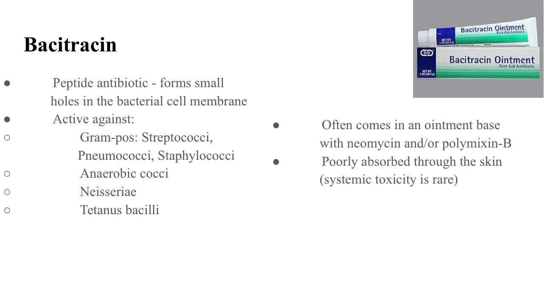It often comes in an ointment-based product and is combined with other antibacterial agents like Neomycin and polymyxin B. It's poorly absorbed through the skin, so systemic toxicity is negligible. Bacitracin is a common agent in a lot of first aid kits.